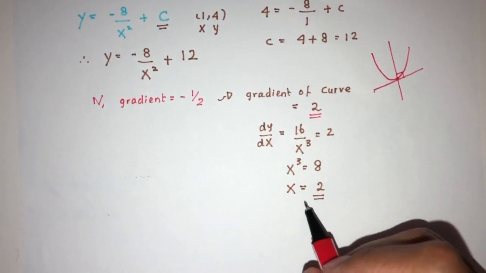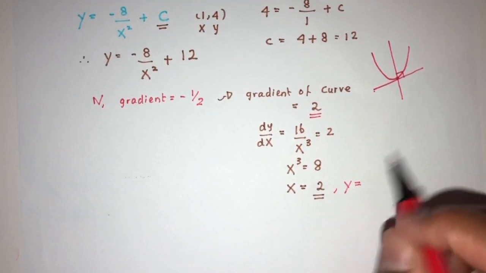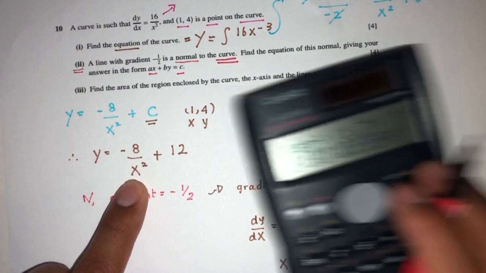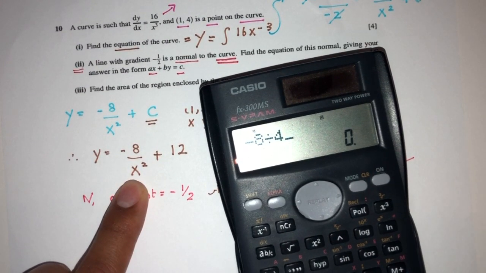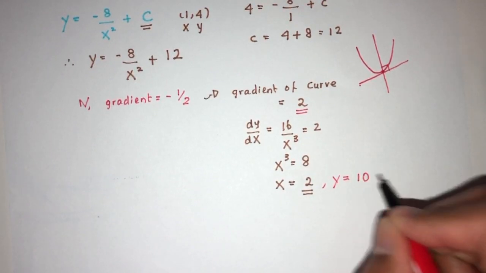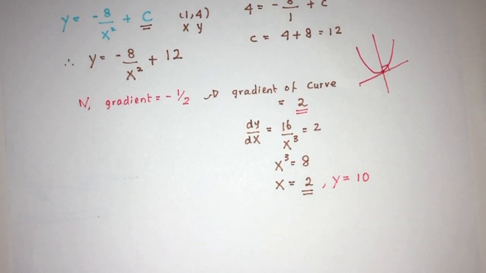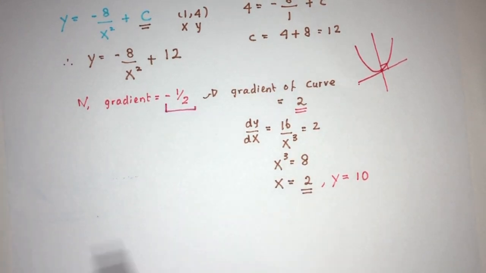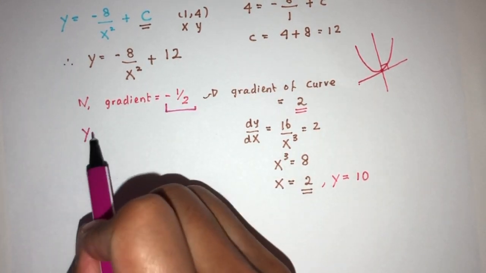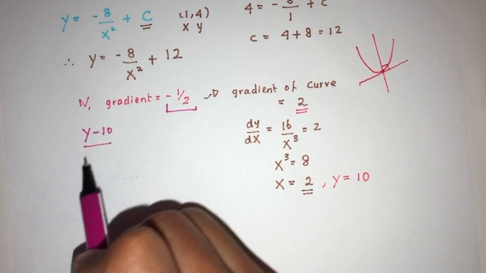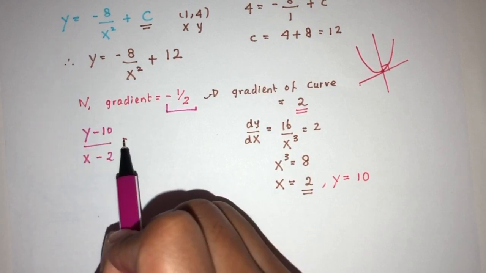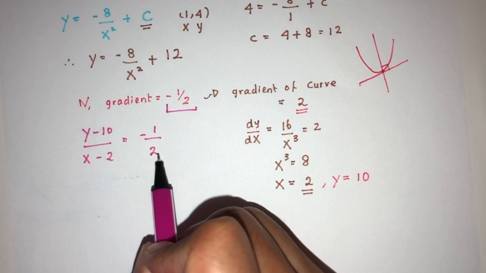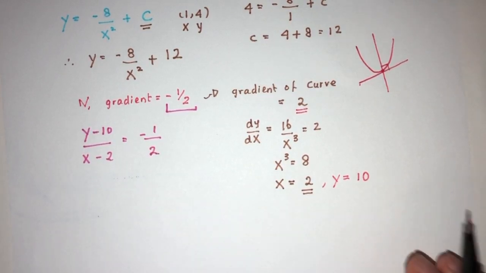This happens when x is 2, which means y has to be found by replacing back in the equation here. That will be minus 8 divided by 4 plus 12, that will be 10. So this is the passing point. Now we have a passing point, we have the gradient as well. We can use that to find the equation. That will be y minus this corresponding value over x minus 2 has to be minus half. Again, this is just a method to find the equation of a straight line.